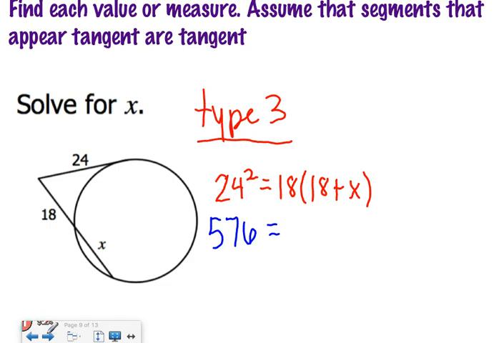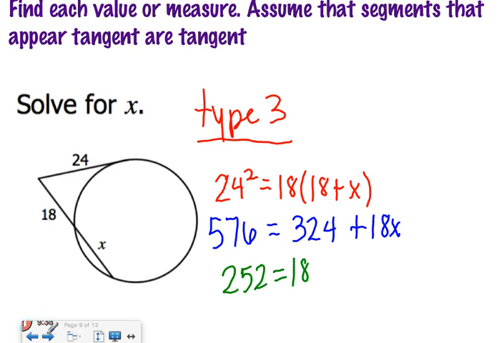18 times 18? 252 divided by 18. Don't you love when we get whole numbers? Because I question myself too if I get decimals.